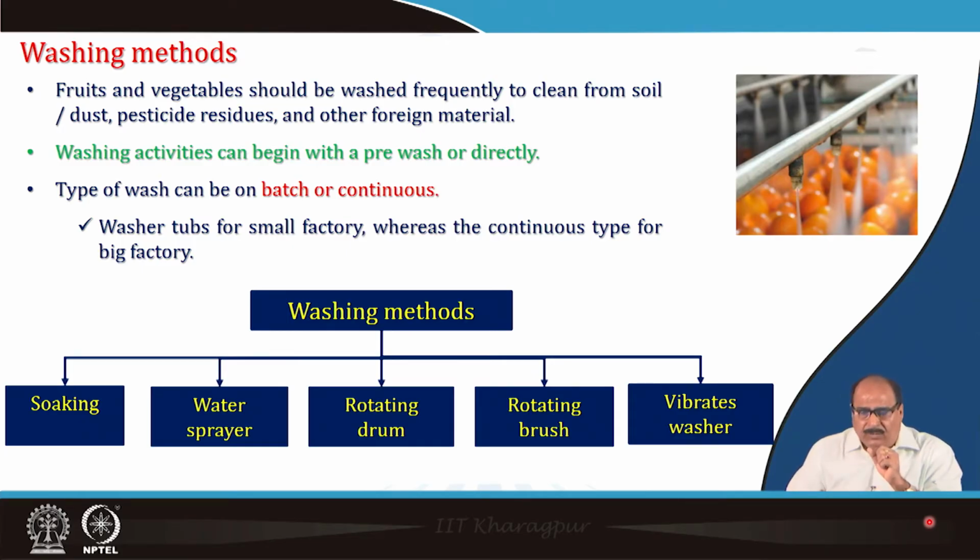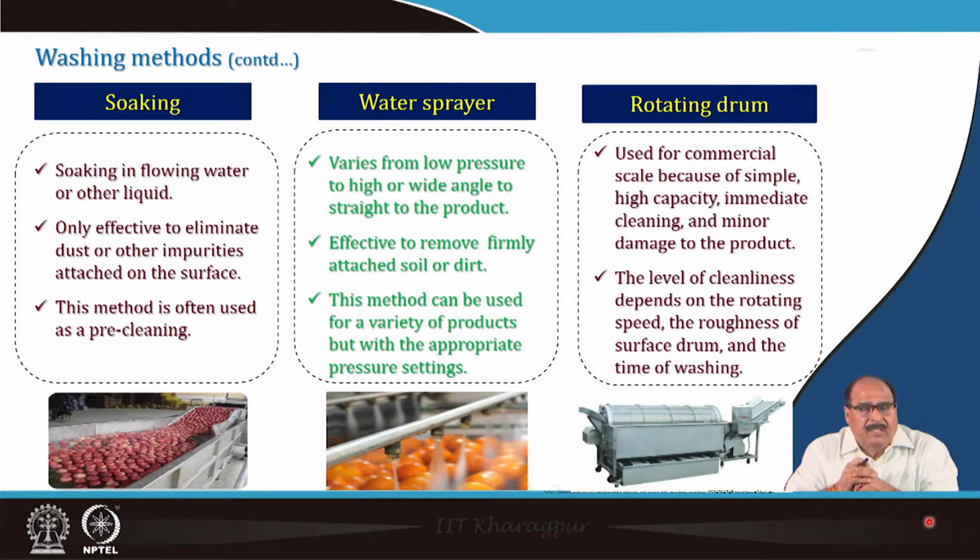The different washing systems are soaking, water sprayer, rotating drum, rotating brush or vibrating washers. In the soaking method, as you can see in this figure, there is flowing water or another liquid and the commodity is soaked in that. It is only effective to eliminate dust or other impurities attached on the surface of the produce. This method is often used as a pre-cleaning operation.